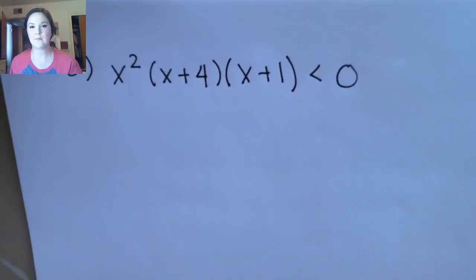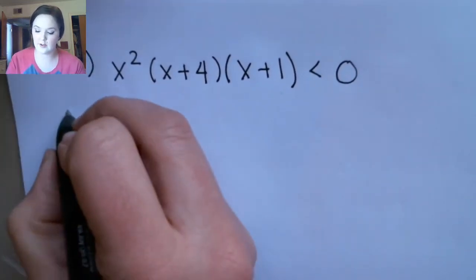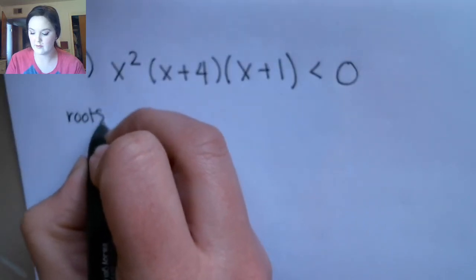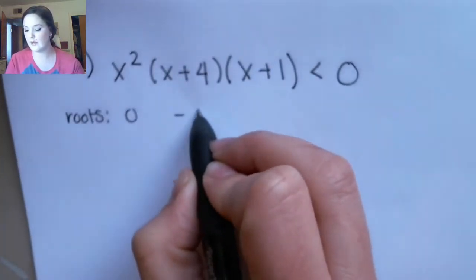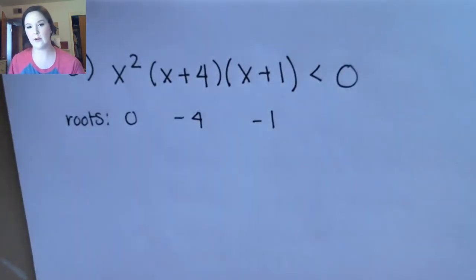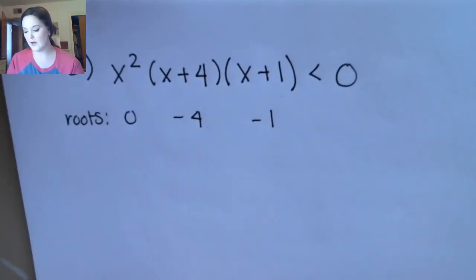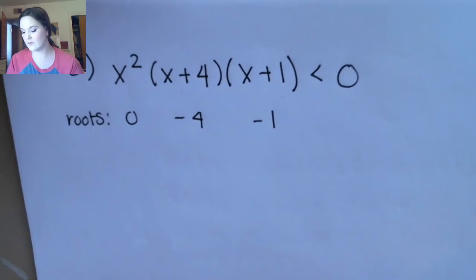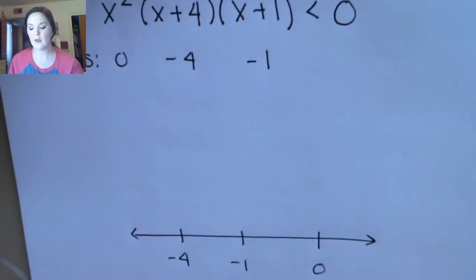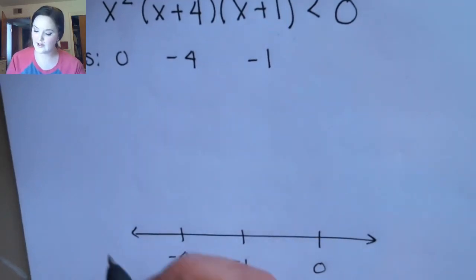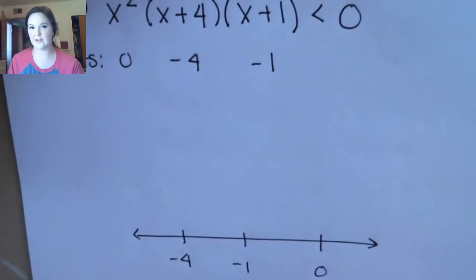Okay, so again, we're going to look at our roots. Our roots are going to be 0, -4, and -1. So we're going to make our sign chart and we're going to mark those 3 numbers on the number line in order: -4, -1, 0. Then I'm going to list on the side the different factors.